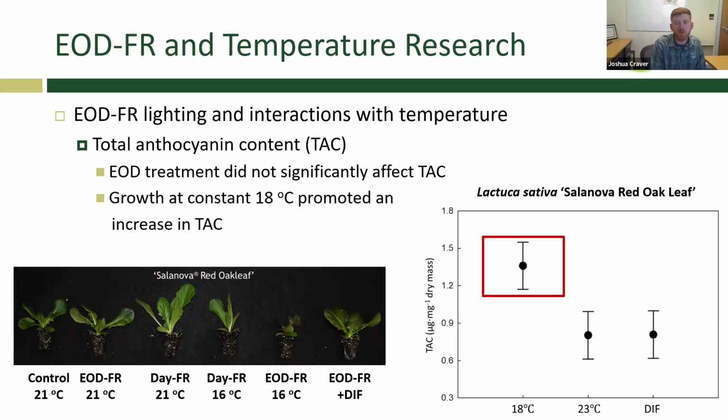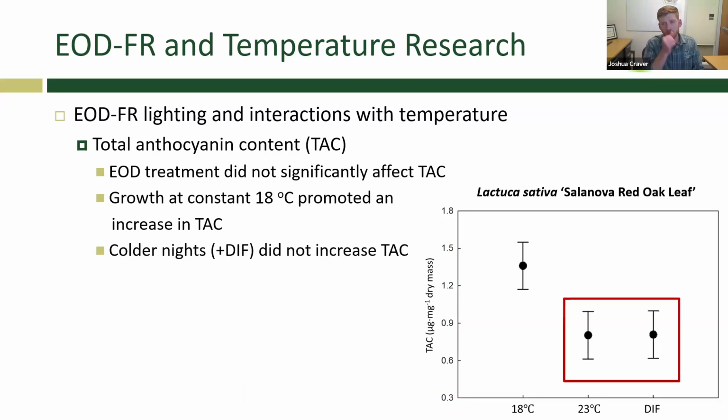Where we did see the most promotive effect in terms of increasing anthocyanin content, though, was under reduced temperatures. We did find that if plants were growing under 18 degrees Celsius, we saw an increase in anthocyanin content, which you can also see in the photos here, even just comparing end-of-day far red at 21 compared to 16, seeing that increase in total anthocyanin content and pigmentation. We did find, though, that colder nights, specifically that positive DIF, did not increase anthocyanin content. It really seems like that temperature drop needs to still have some light as a response. The end-of-day light alongside that temperature drop did not result in an increase in anthocyanin content. But again, in this case, we found the end-of-day far red did not necessarily decrease anthocyanins.